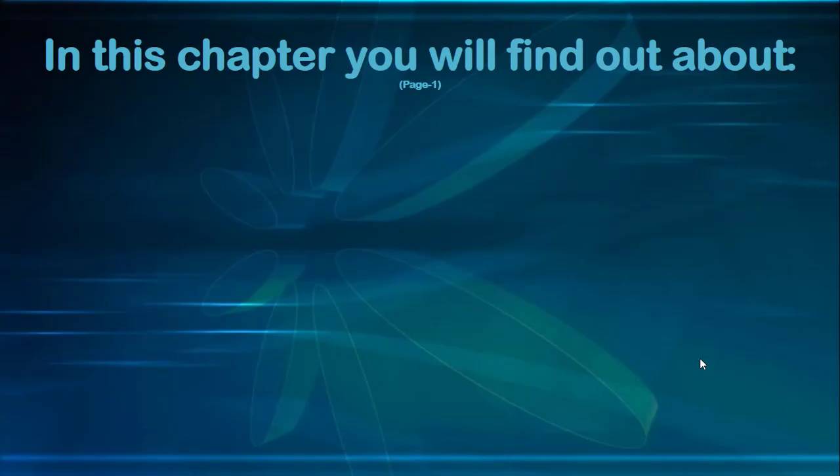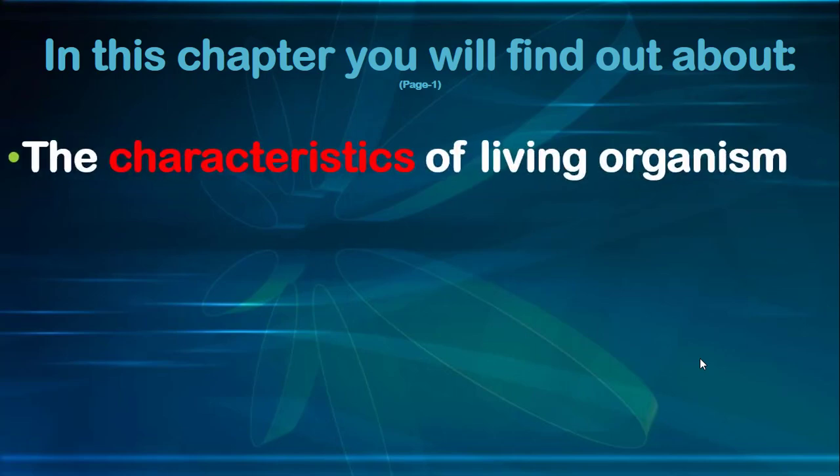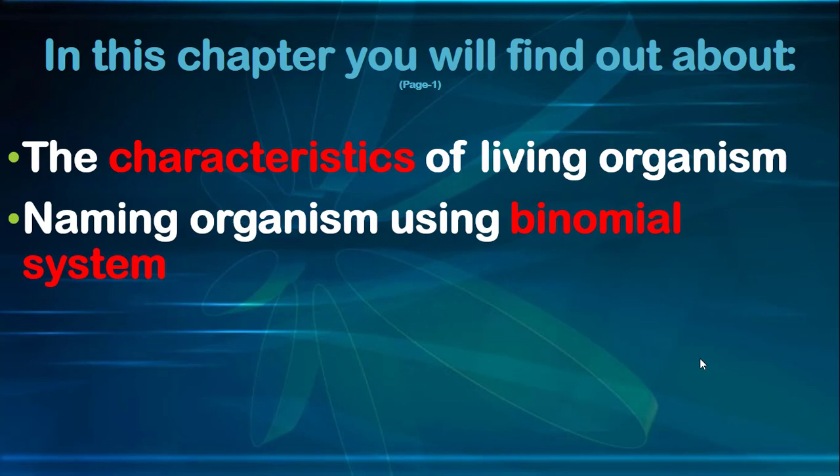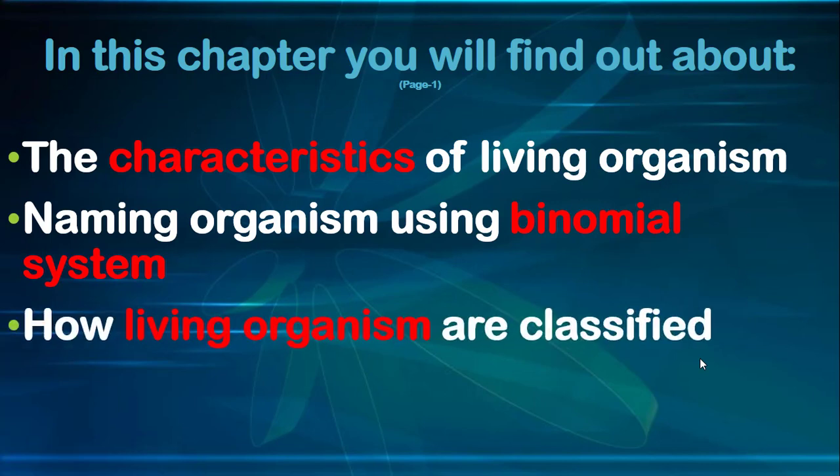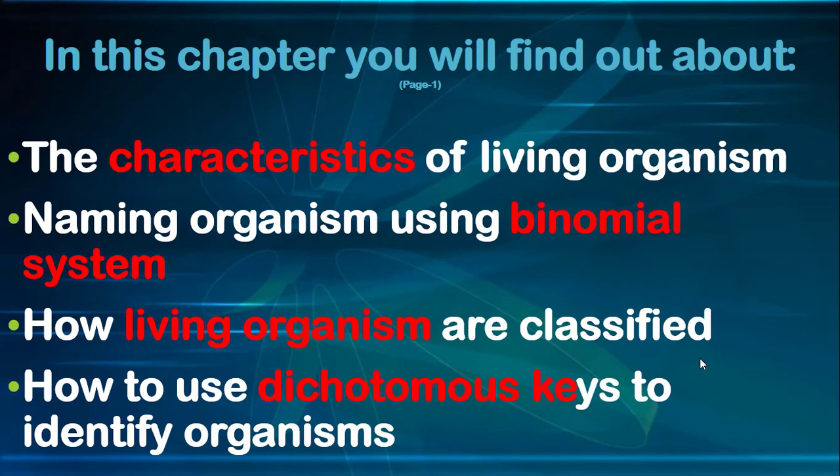In this chapter, you will find out about the characteristics of living organisms. How would you be able to differentiate between living and non-living organisms? Naming organisms using binomial nomenclature. How living organisms are classified and how to use dichotomous keys to identify living organisms. The bold-faced red letters show that these are the key terms we are going to explain in this chapter.